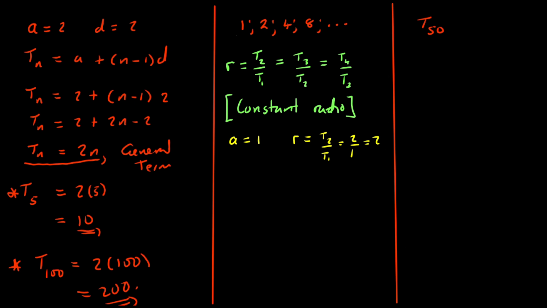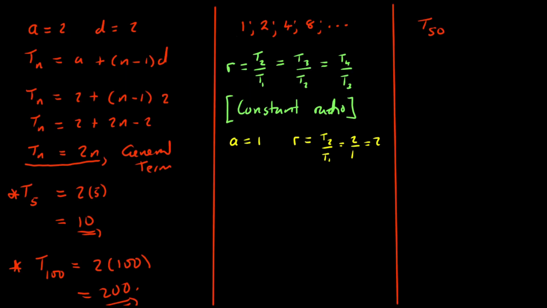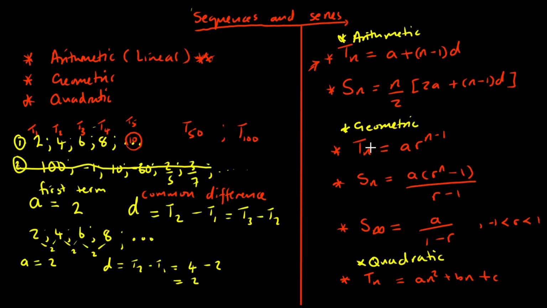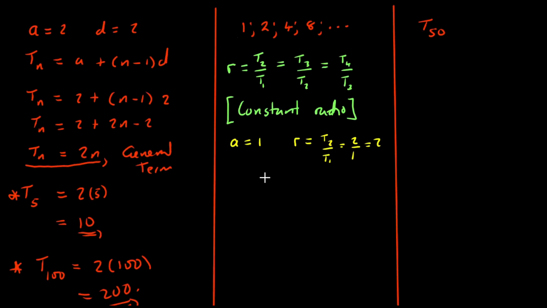When I'm dealing with a geometric, I know that this is the formula that I use for the general term, Tn. So I write the formula right here. The formula says Tn is equal to A R to the power n minus 1.